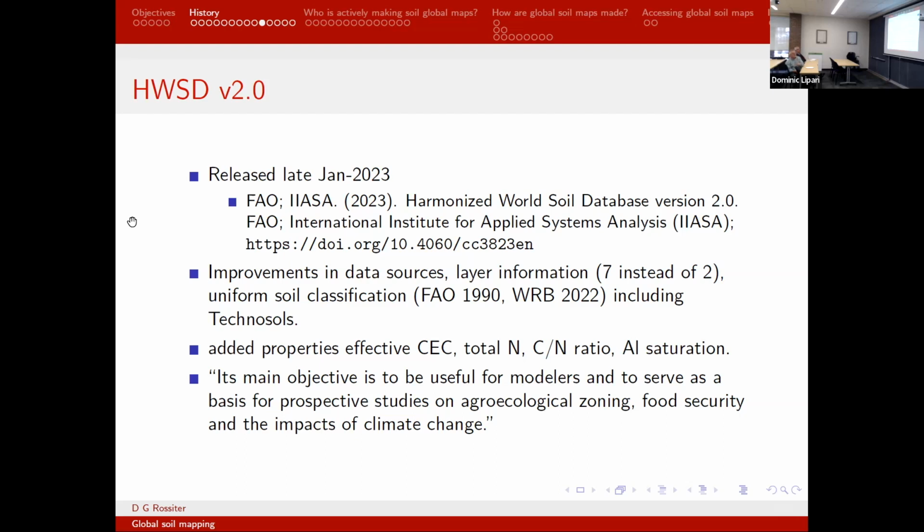They've added some properties here, especially things like C/N ratio and aluminum saturation, that can be really useful. And so the idea here, you can see it's objective. So global agri-ecological zoning, this should be nice. I haven't yet evaluated it. These were done from legacy products, expert knowledge, and so forth, not the digital soil mapping techniques I'll talk about later.